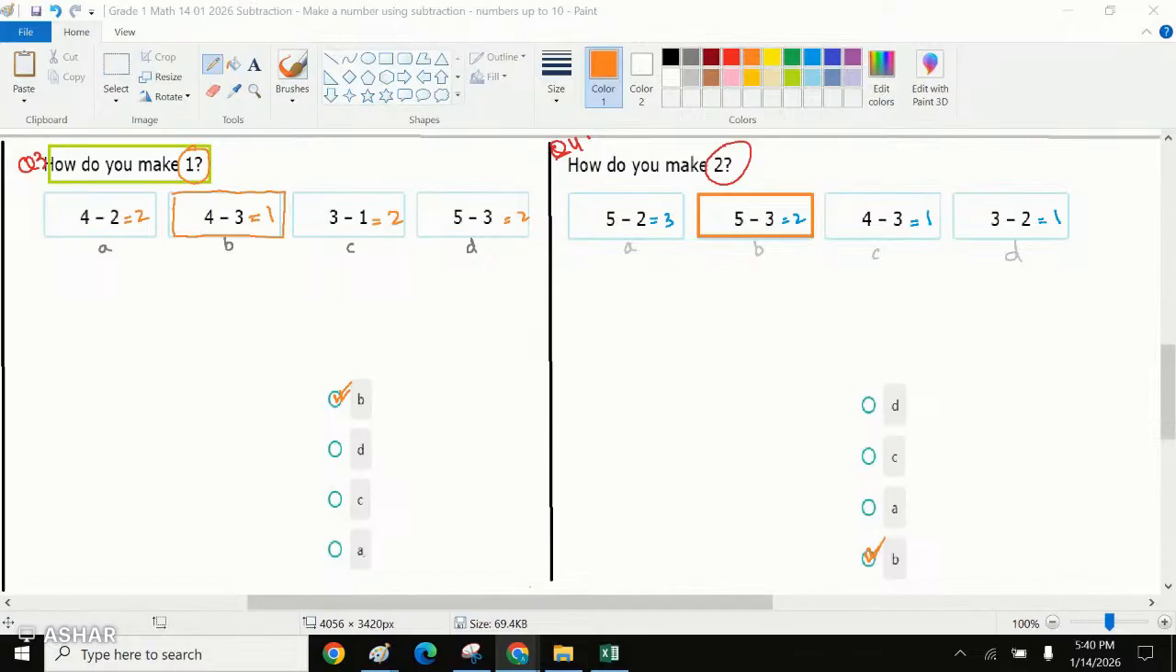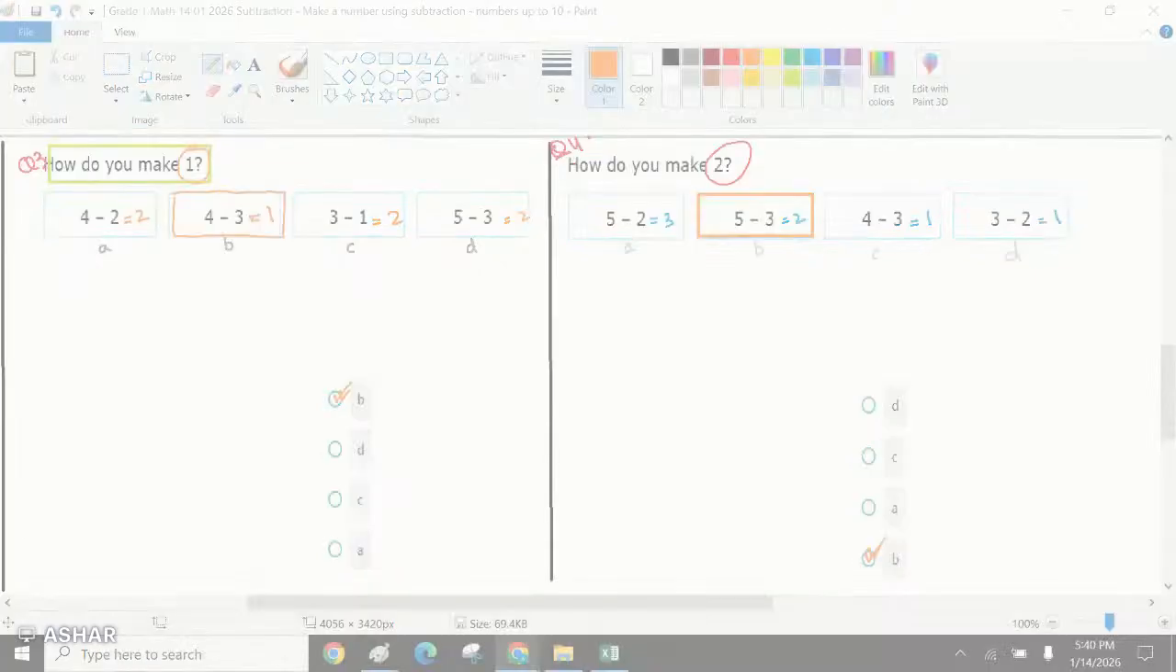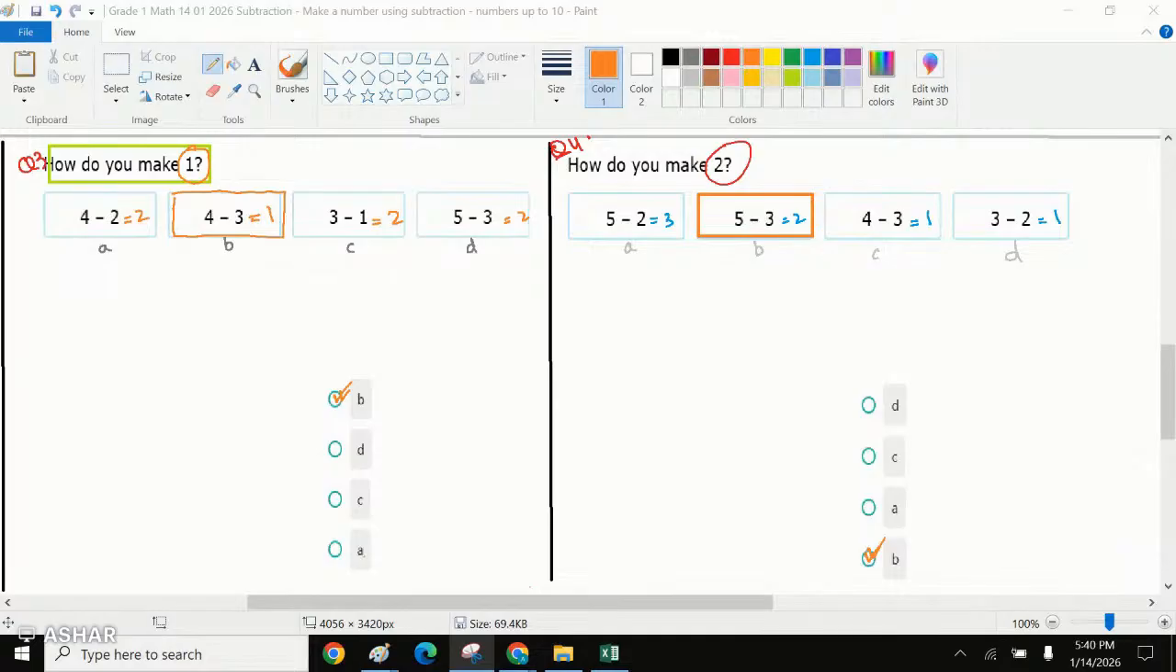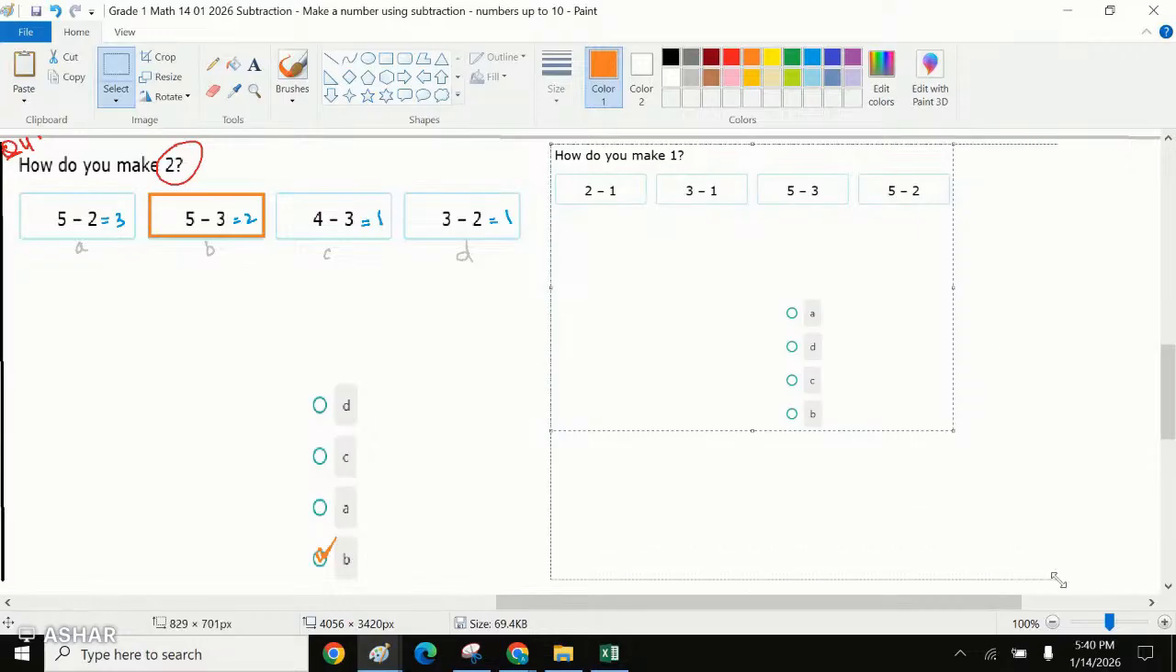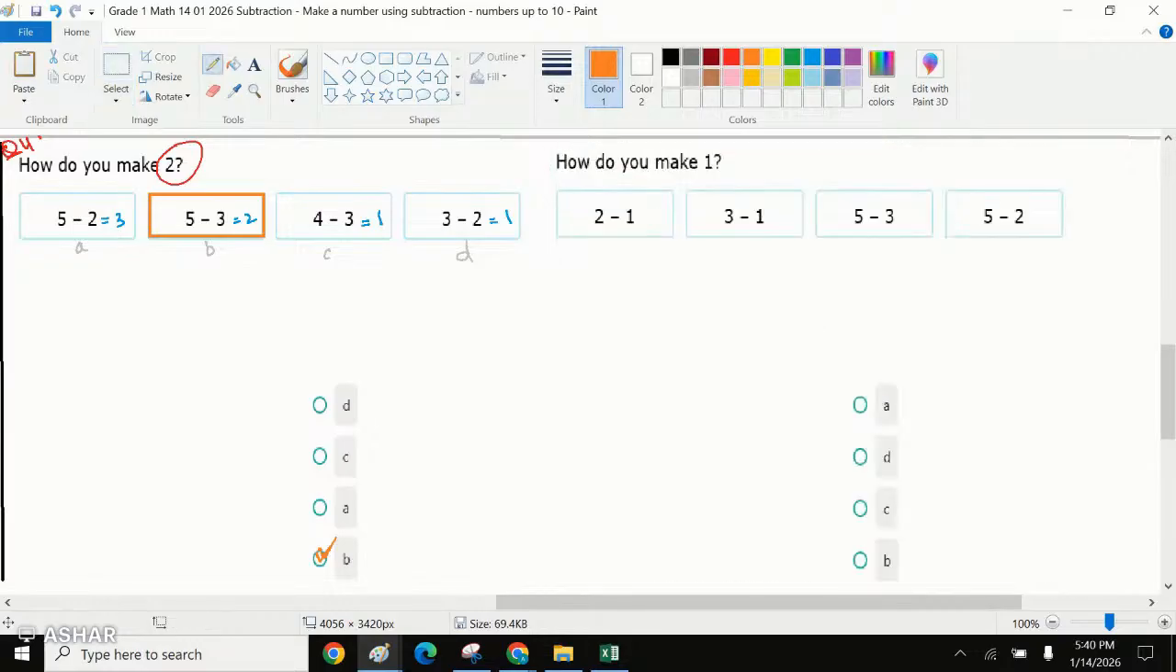For the next question, it says, how do you make a 1? They have 20 questions in the test, but all the questions are of similar difficulty, very simple. So please complete the remaining as many as we can. We will do those, but the remaining would be for your homework.